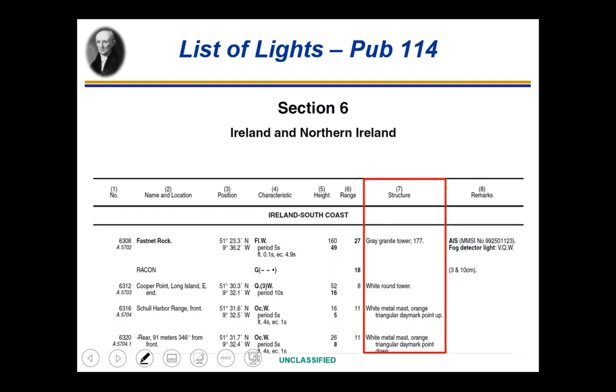Column 7 is very good descriptive information about the light structure itself. Right here, it's saying Fastnet Rock is a gray granite tower that is 177 feet tall. And in the last column, column 8, is descriptive information about the light as well. In this case, you can see that it has an AIS transponder and is also equipped with a fog detector light. So that's pretty neat information to know.